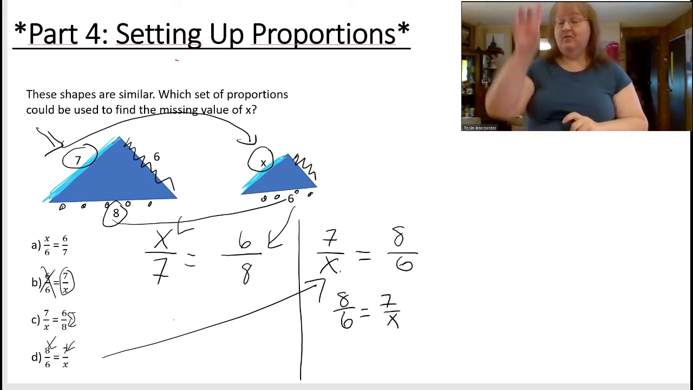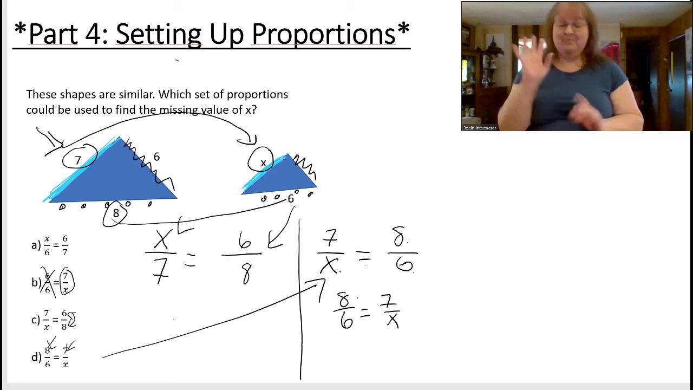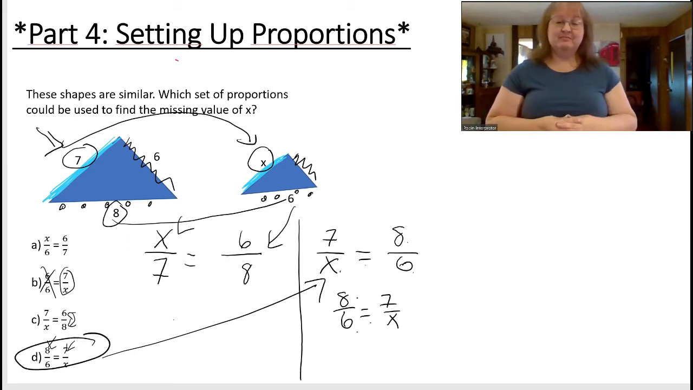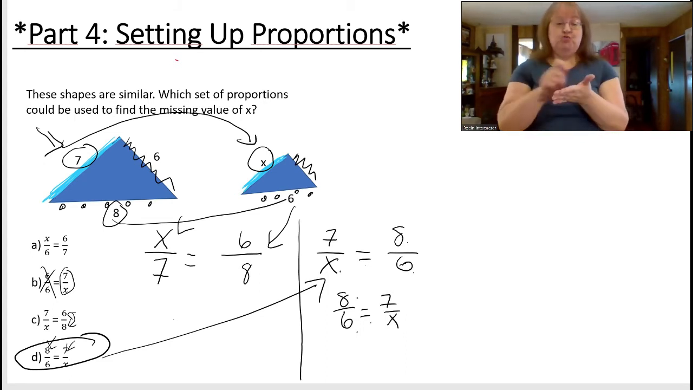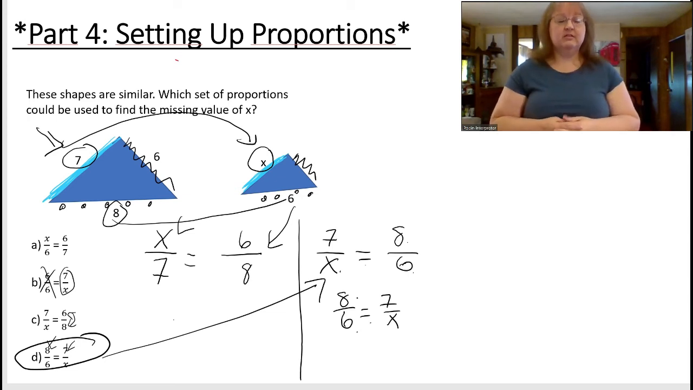7 over x is the same thing as 8 over 6. 8 over 6 is the same thing as 7 over x. So that one matches. That matches. Okay? It's the same thing. It doesn't matter how you write it. One other thing, what if you didn't see this one either? All right, what if you didn't see this one here?